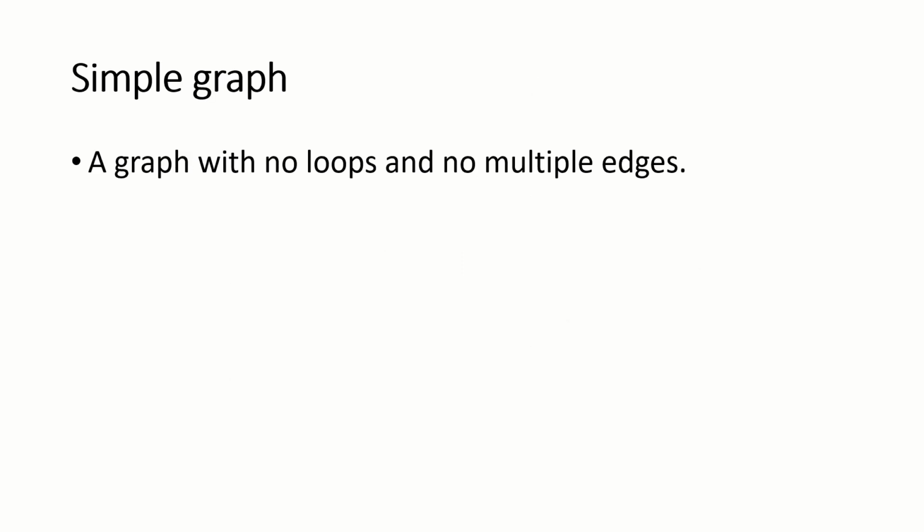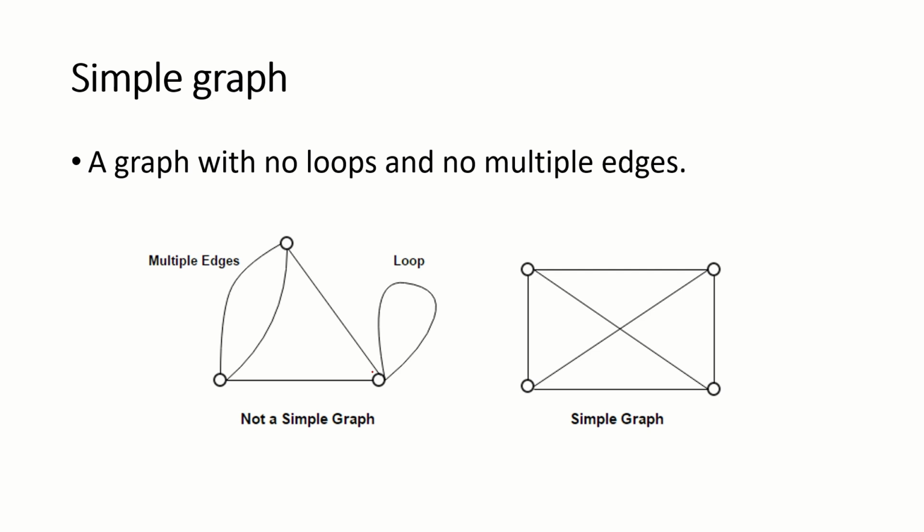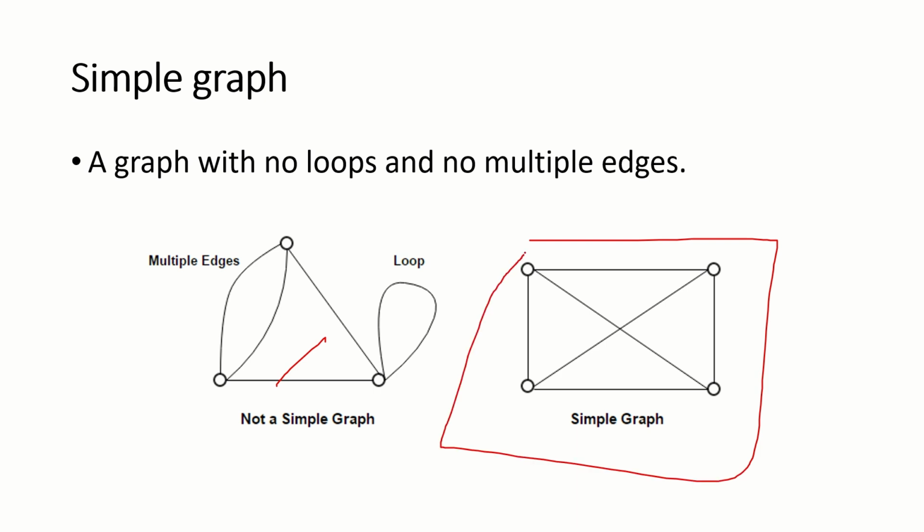Okay, next. Simple graph. A graph with no loops and no multiple edges. So this one is not a simple graph because it has a loop and at the same time it also has multiple edges. And a simple graph looks like this. If there are no multiple edges, only a loop, I think that's also not a simple graph. So a simple graph is a graph that has no loop and no multiple edges.